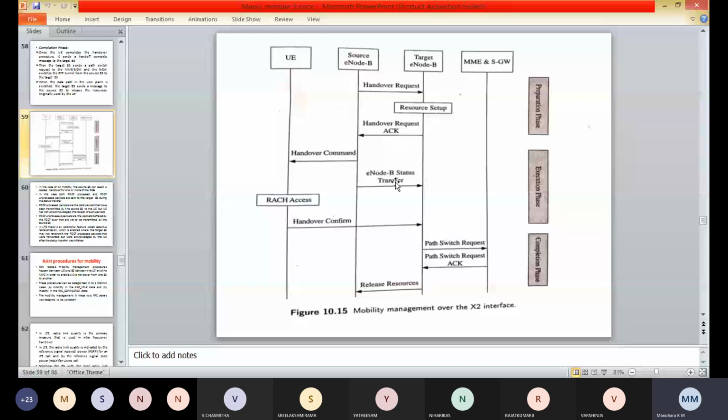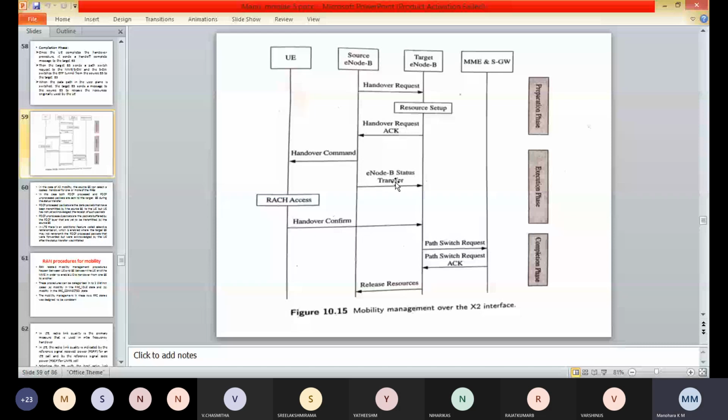Here there is an additional feature called selective retransmission, which is enabled in LTE, where the target E node B may not retransmit the PDCP processed packets that were forwarded but were acknowledged by the user equipment after the status transfer was initiated. These are the three phases of the X2 mobility.